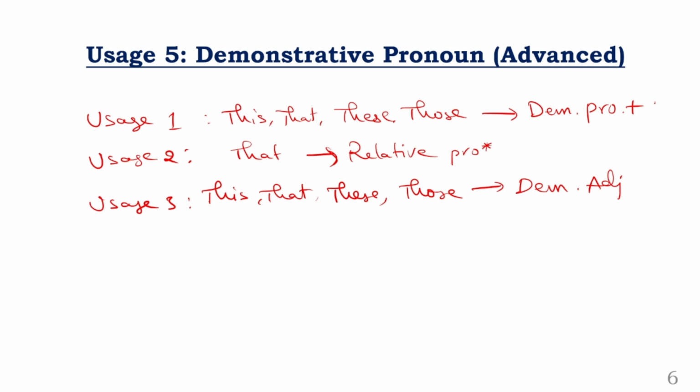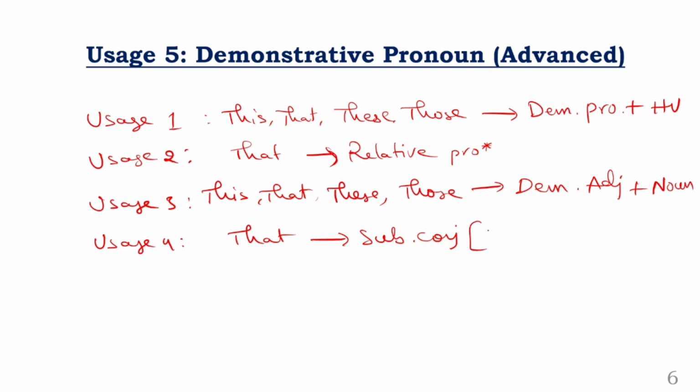So demonstrative pronouns are followed by helping verbs. Demonstrative adjectives are followed by nouns. Okay, this is one clarity. Next, usage number 4. Only the word that functions as subordinating conjunction, which connects two clauses, and at the same time, this is used in the reported speech. This is used in what? A reported speech.